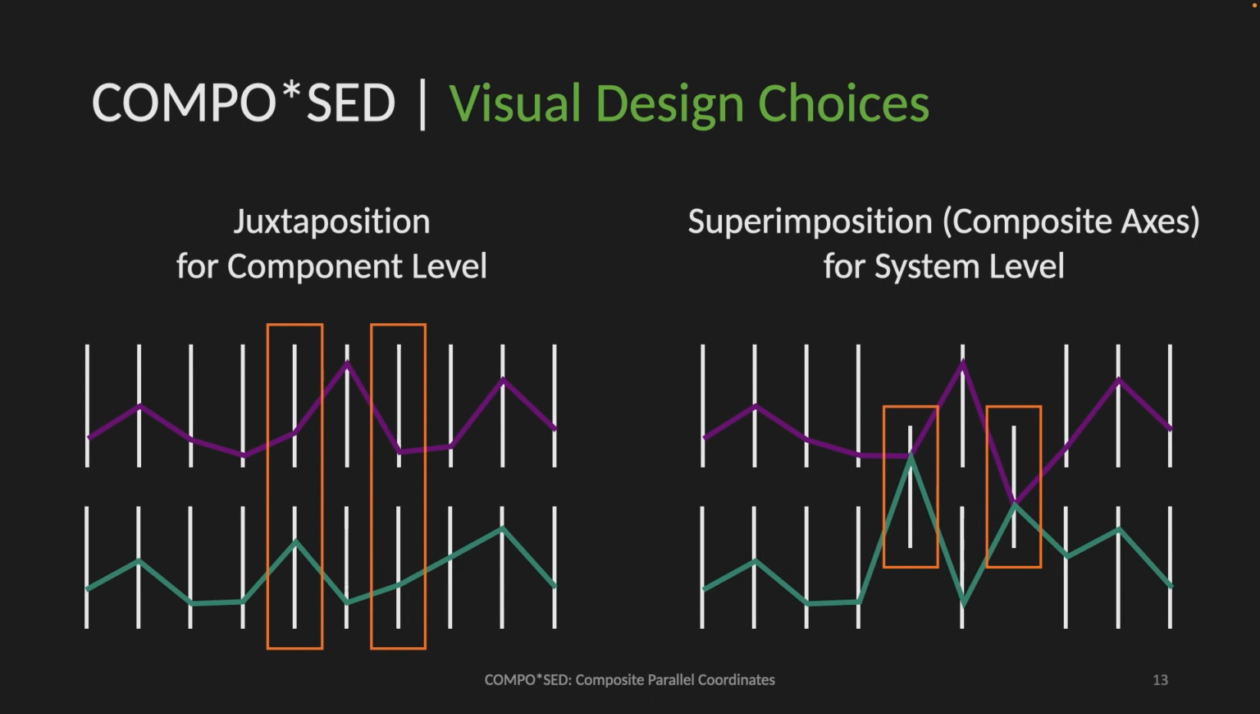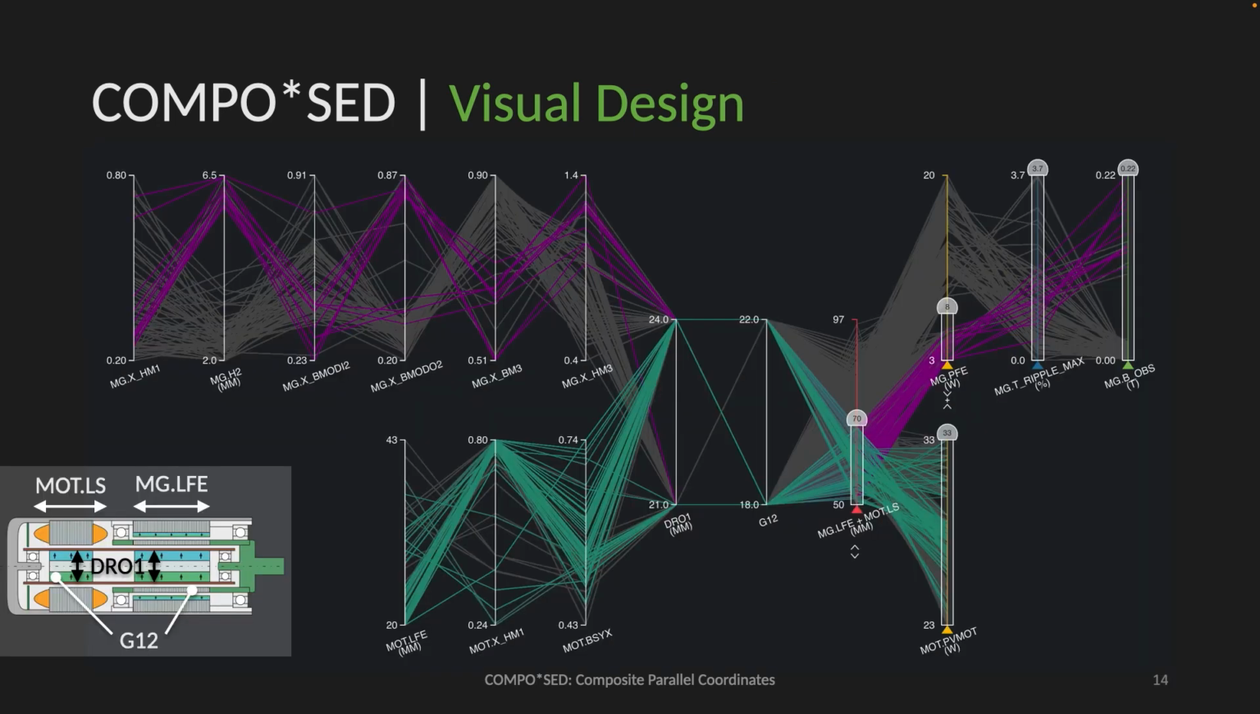Unlike any other layout that we considered, this strategy addresses all four design goals. That is, it solves the component level analysis with context awareness and the system level analysis while providing a stable layout. Now, what does that look like in the visualization?